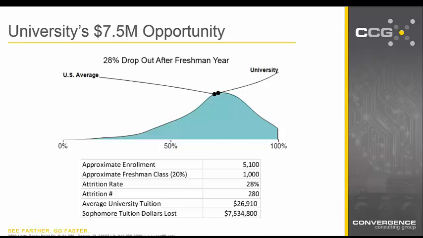So I wanted to just bring up here's that opportunity, but I just wanted to show again that IPEDS data and how that's being reflected. So let me just freeze this.